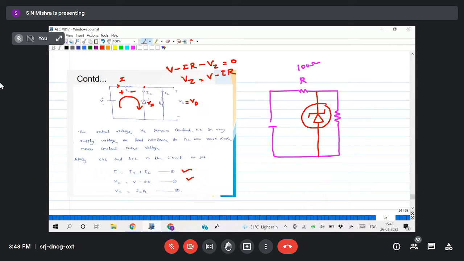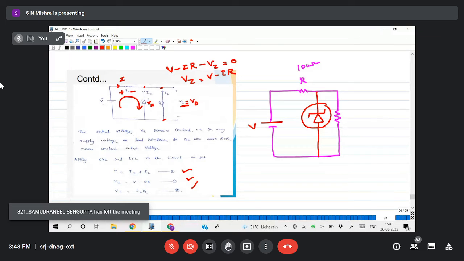In the third equation, the voltage between these 2 points, across the load, what will I get? Load current into load resistance, that equals VZ or V0. That is the third equation. These 3 equations we observe from this circuit diagram. Very basic equations.